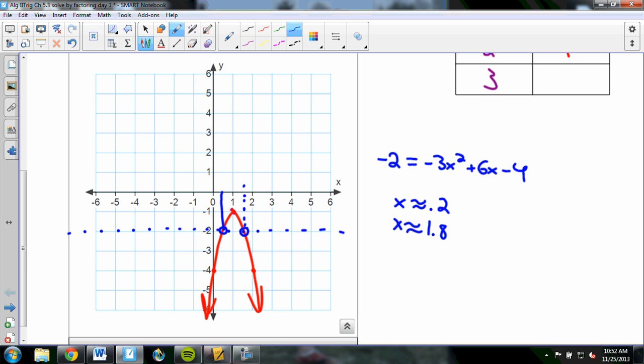And how about that? Yeah, no solution, because the graph never crosses 6. It's way up there. Question about that at all? Okay, I'll check out your homework tomorrow. I'm not going to check it out today.